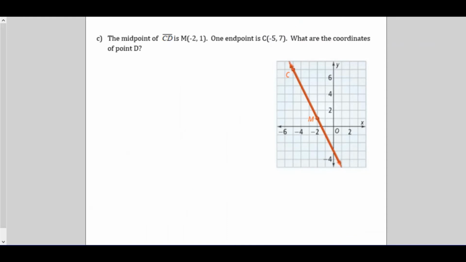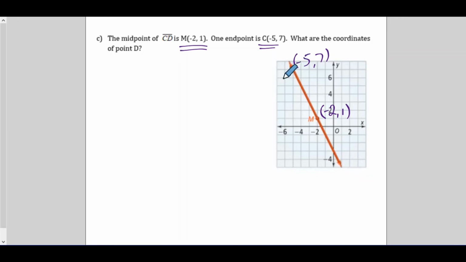All right, so now here we're given the midpoint M and one of the endpoints. So we're told that this is at -5, 7. We actually don't even need to be given this graph, but we're given the midpoint and one of the endpoints and their coordinates. So what are the coordinates of point D, which is going to be somewhere down here?